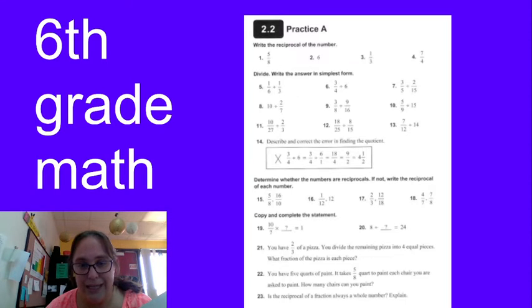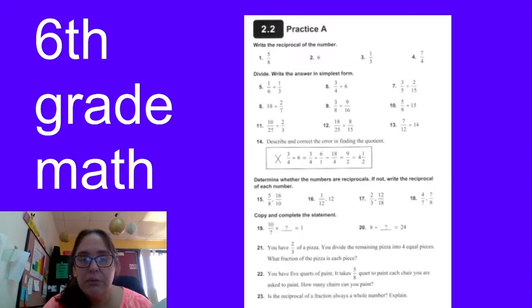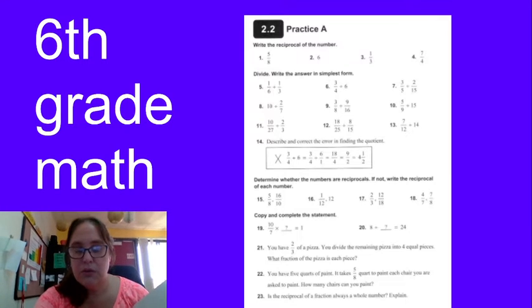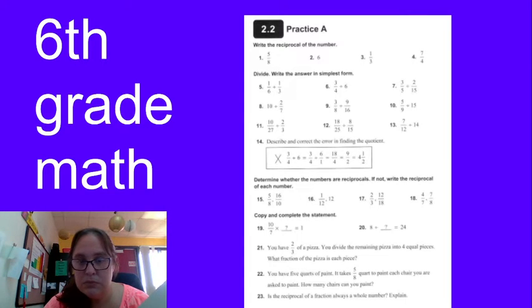For number 18, if I'm going too fast, hit pause, because you should also be labeling your paper up. For number 18 then, 4 over 7. Is that the right reciprocal? Write yes or no. If you wrote no, what should the reciprocal be? Okay.